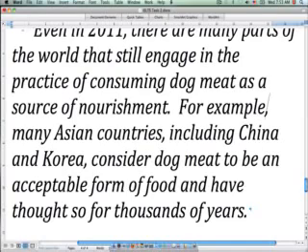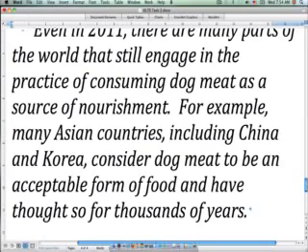So, okay, consider dog meat to be an acceptable form of food, and have thought so for thousands of years. Now, in this next sentence, we have to connect this sentence to the topic sentence and show how it makes the argument of eating dog meat plausible.